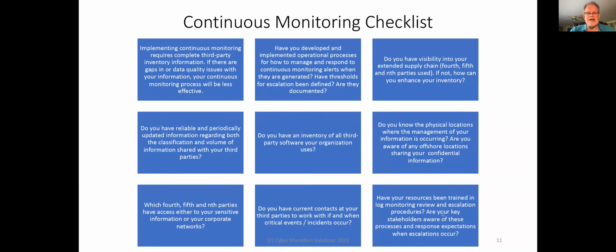So here's a checklist for things for all of you to think about if you're contemplating starting a continuous monitoring program. So one of the things that you want to do is you want to make sure you have as complete a third-party inventory as possible. So when you're starting out and you're trying to build your third-party inventory, sometimes it's hard to get started. What most people do is they survey their businesses and say, who are you using as a third party? There are several things that you might do which can help you in that regard.